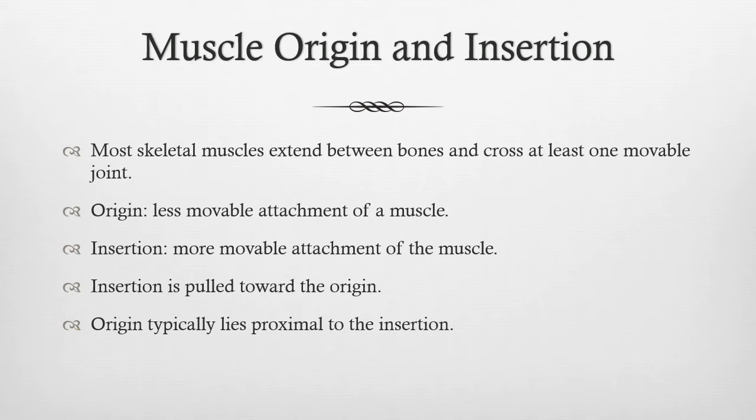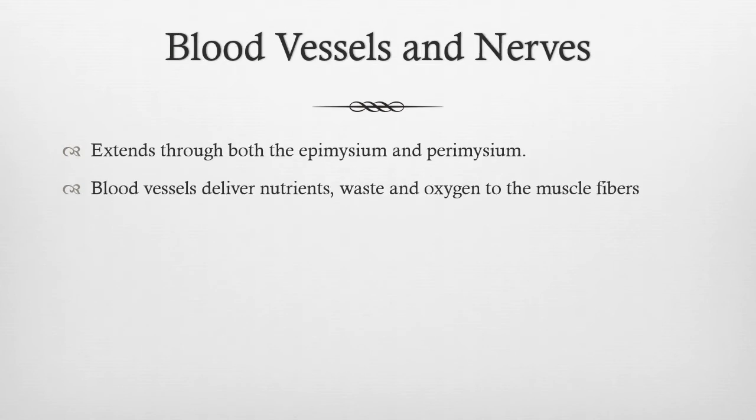Within our extremities, the origins and the insertions are oftentimes in two different places. The origin is going to be more proximal and the insertion is going to be more distal. So we can figure out which one is which based upon where those muscles are.